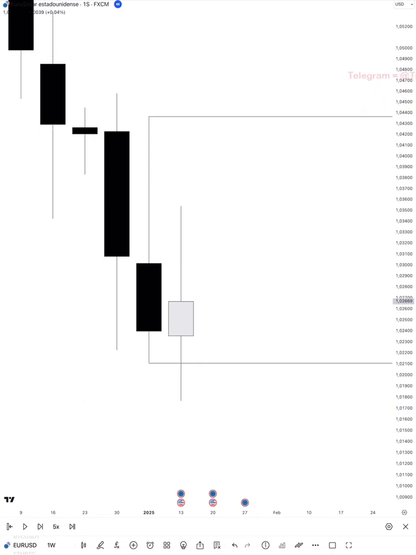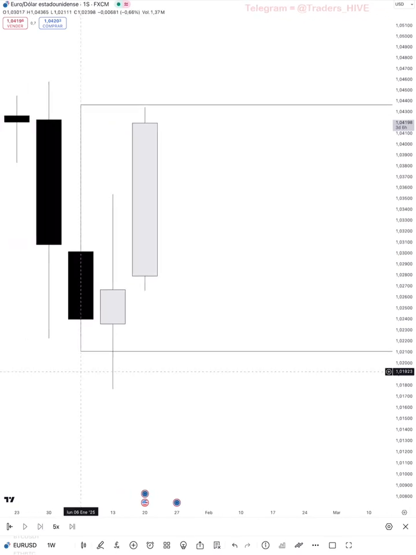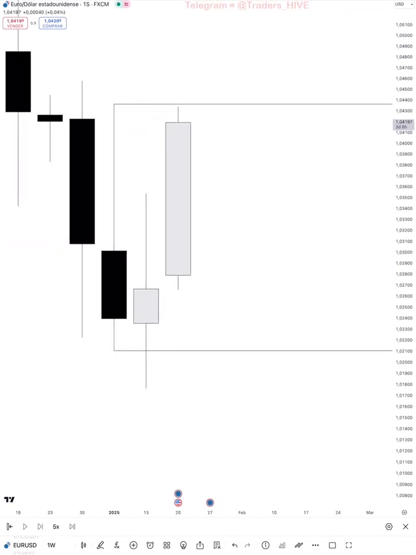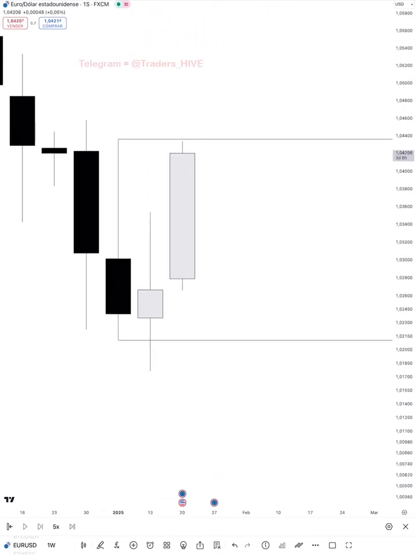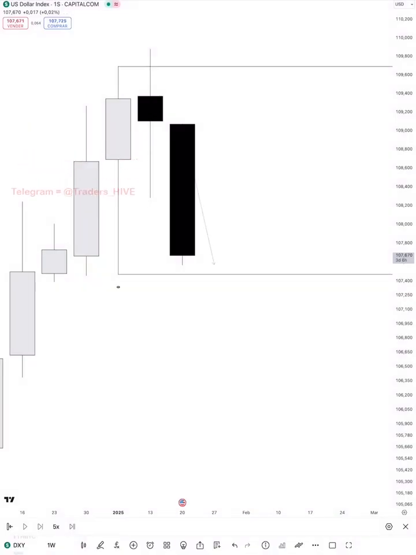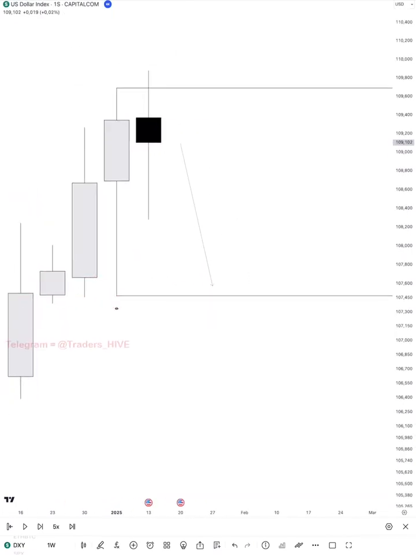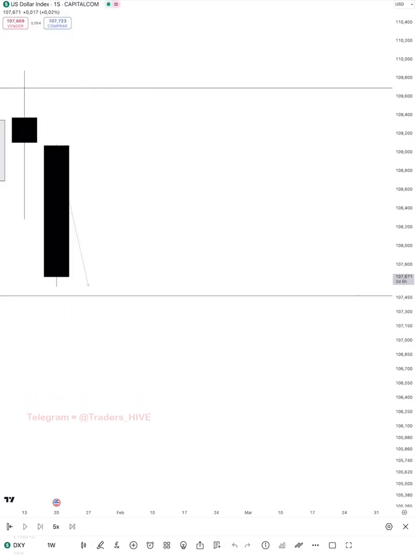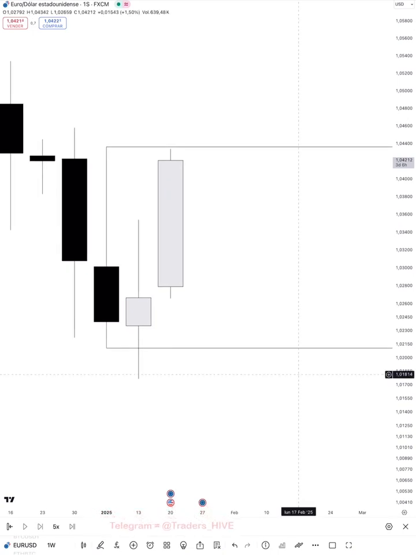All right, so that's precisely what happened. A classic type 1 CRT. Candle 1, candle 2, candle 3. And this was aided by the dollar index analysis, which I did last week, which is also candle 1, candle 2, wick above, and candle 3 dump. All right? So that's the basic premise of the higher time frame bias I deduced before entering.